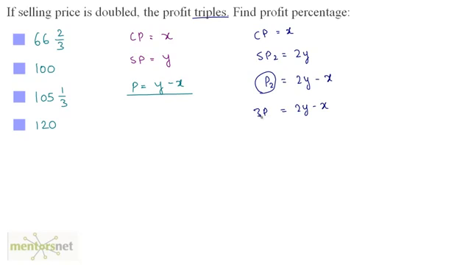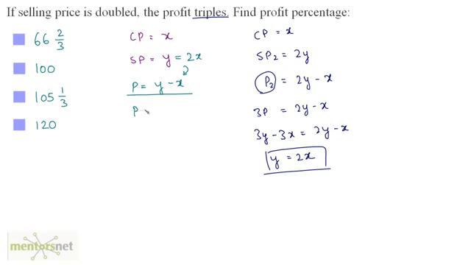Now 3P is basically 3 times Y minus X. So I can write it as 3Y minus 3X is equal to 2Y minus X. So 3Y minus 2Y gives you Y, is equal to 3X minus X, which gives you 2X. So we have a relation between the cost price and the selling price. So Y is equal to 2X. Put it in this equation. So the profit is equal to 2X minus X. So profit is equal to X.